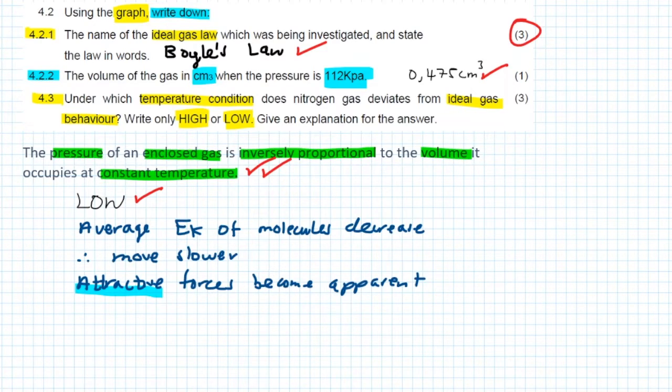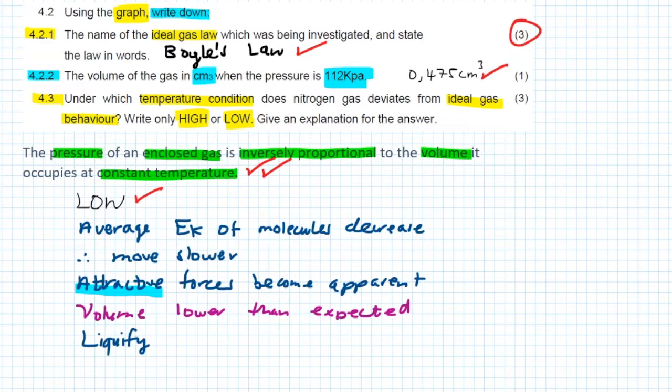As a result of these attractive forces being apparent, what is going to happen is that we're going to find that the volume of the gas is going to be lower than expected. And the reason why it's going to be lower than expected is because this gas is actually going to liquefy. It's going to become a liquid.